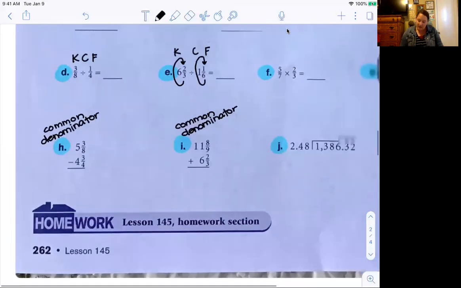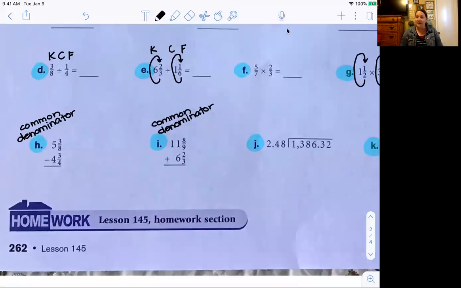Okay. Letter J. Can we leave it like that? Nope. We got to move our decimal. 1, 2, 1, 2. And guess what? It goes in evenly. So that should be an easy one for you.